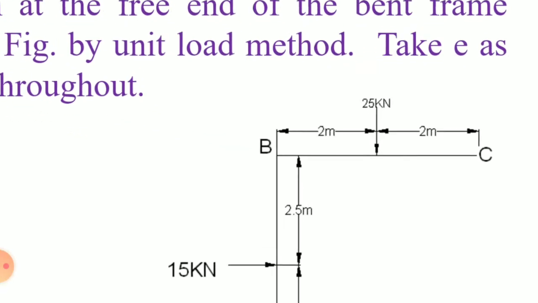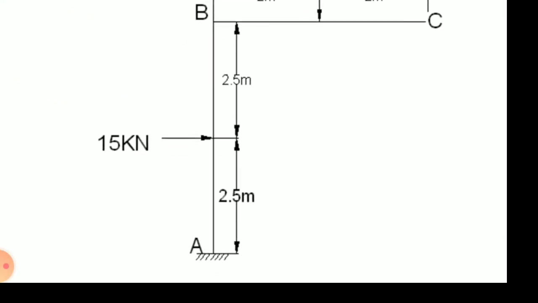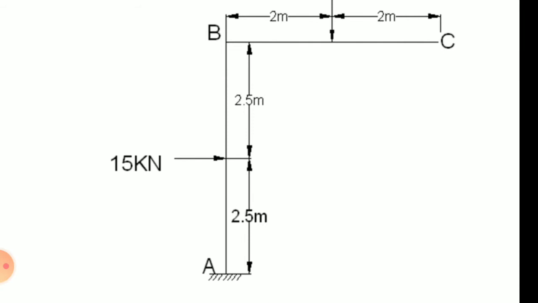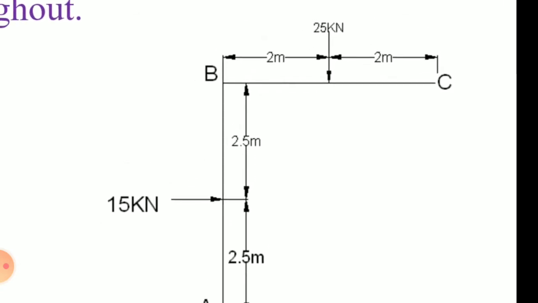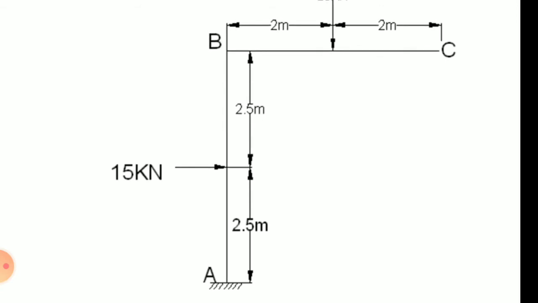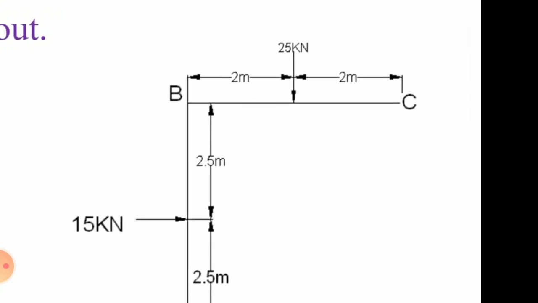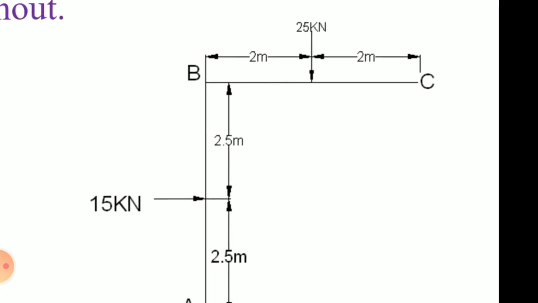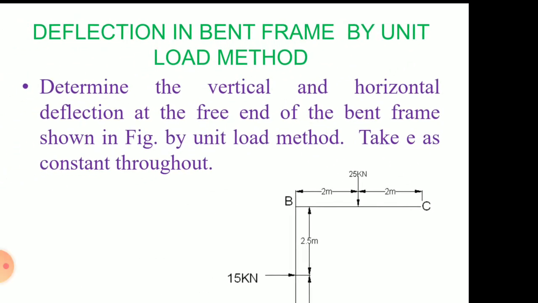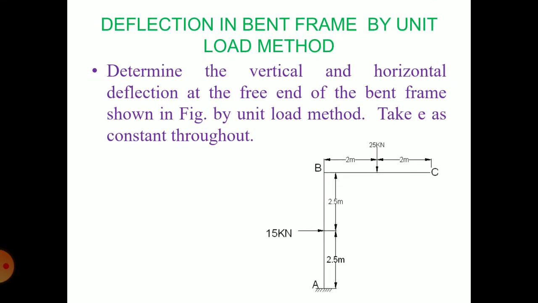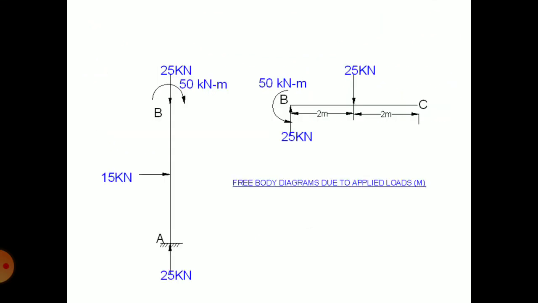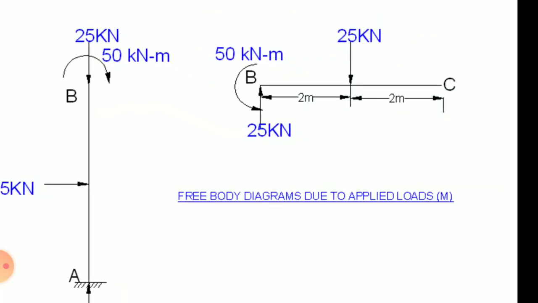So this is the frame. AB is one arm, one column, and BC is another beam. AB is loaded with 15 kilonewton at the midpoint, and BC is loaded with 25 kilonewton at the midpoint of BC. We have to solve this problem by unit load method. So first we'll draw the free body diagram due to applied loads.